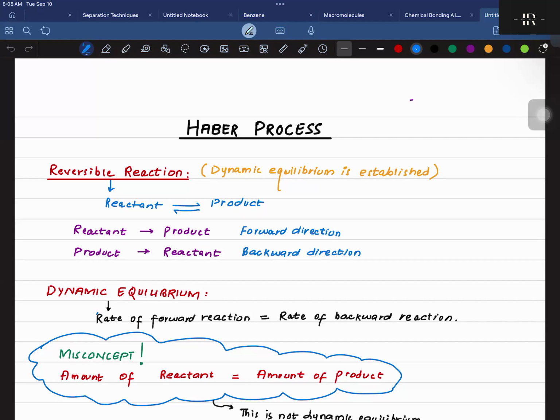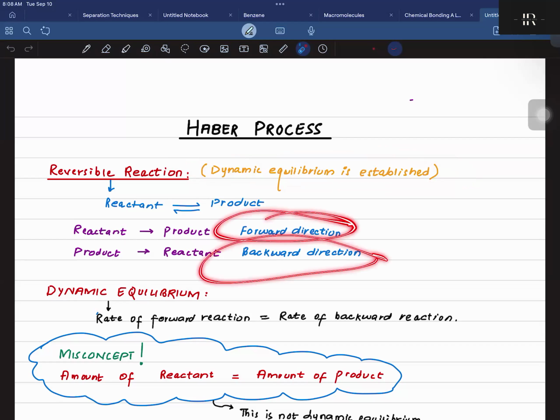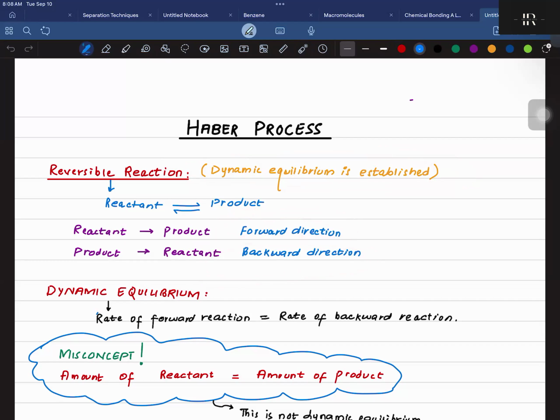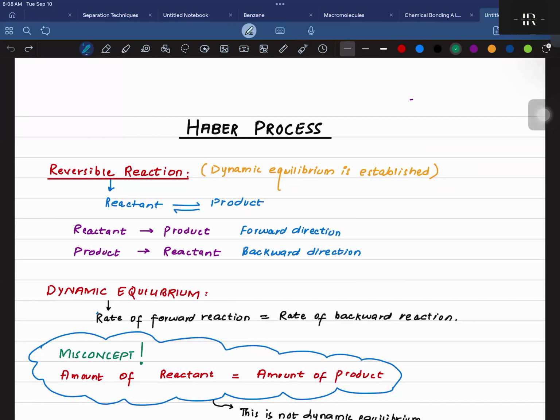In this process, nitrogen is going to react with hydrogen to form ammonia. Basically, the Haber process is a reversible reaction. I told you reversible reaction means that when the dynamic equilibrium is established, the rate of forward reaction is equal to the rate of backward reaction. When reactant goes to the product, this is called forward reaction. And when product goes to the reactant, this is called backward reaction, right?